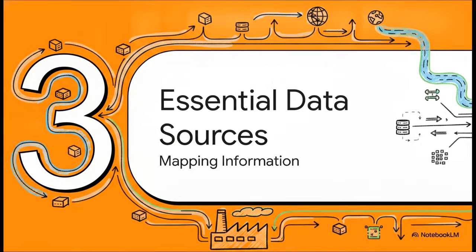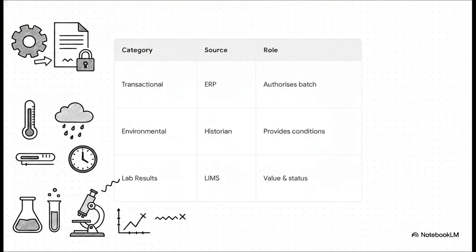All right, Section 3, mapping essential data sources. When you map out your trade routes, so to speak, you'll see critical data originates in a few very specific categories. Transactional data, like your production order, comes from the ERP to authorize the batch and scope production.